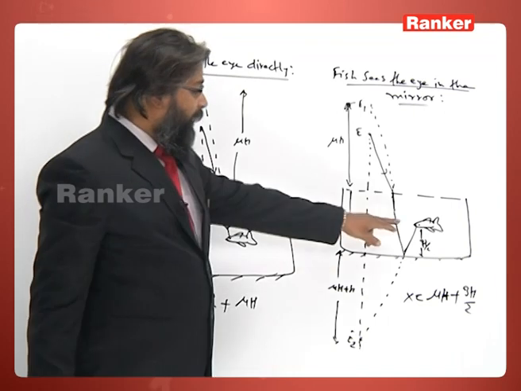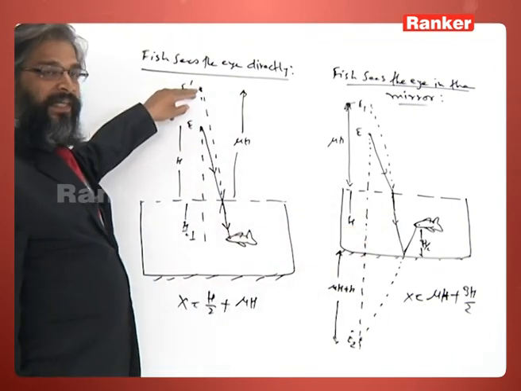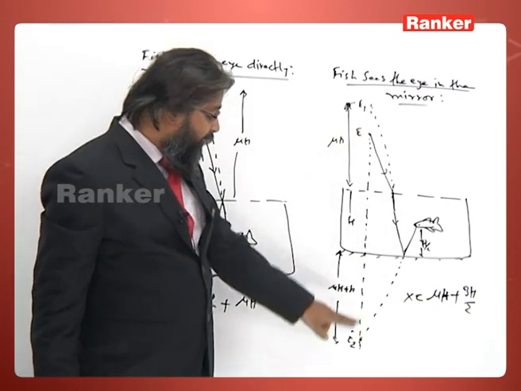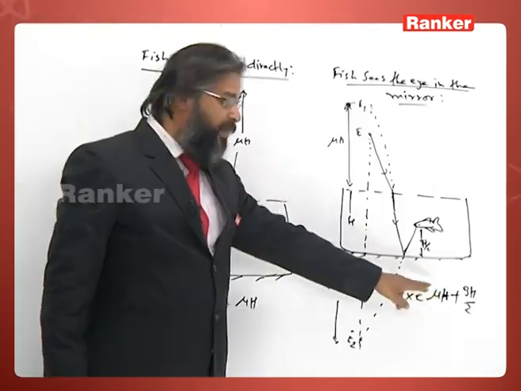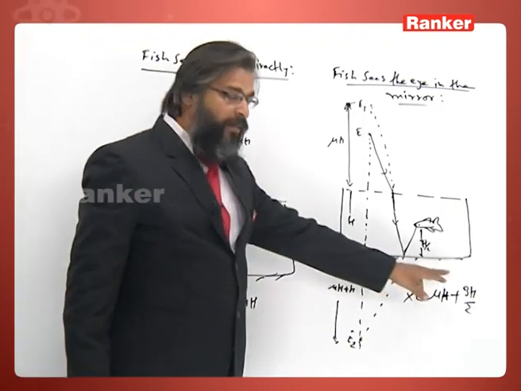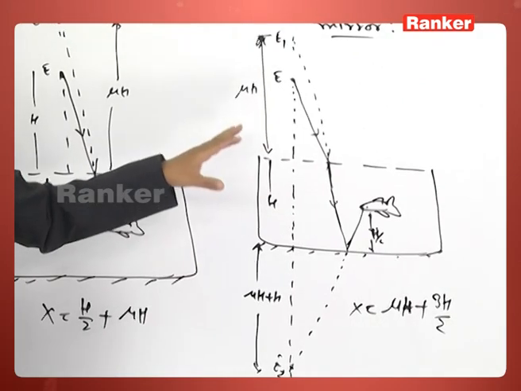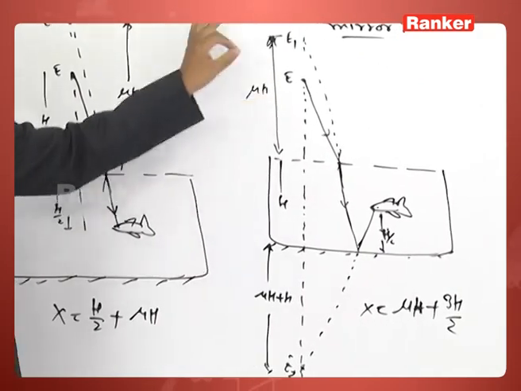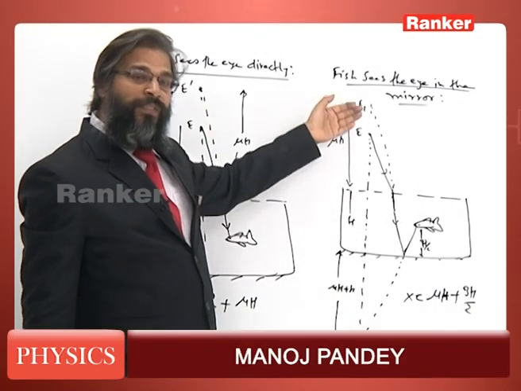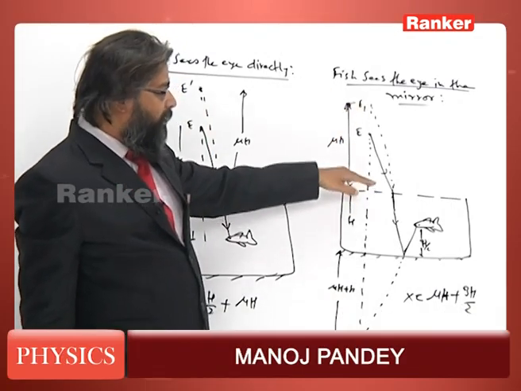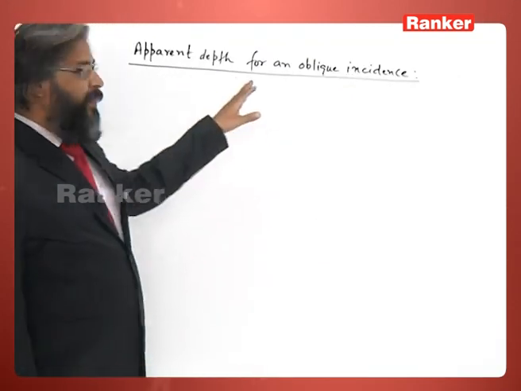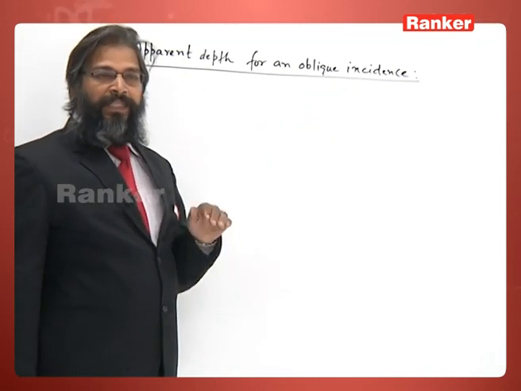So, thus the fish sees the eye directly at E dash, and the fish sees the eye in the plane mirror at E2. Distances are given by this. So, this is the problem. We got these values, and we have seen how the image is formed with the help of the ray diagram. These diagrams are very important in understanding how shifts are taking place, how the ray is refracted, how it is reflected. Now, let us see apparent depth for an oblique incidence.